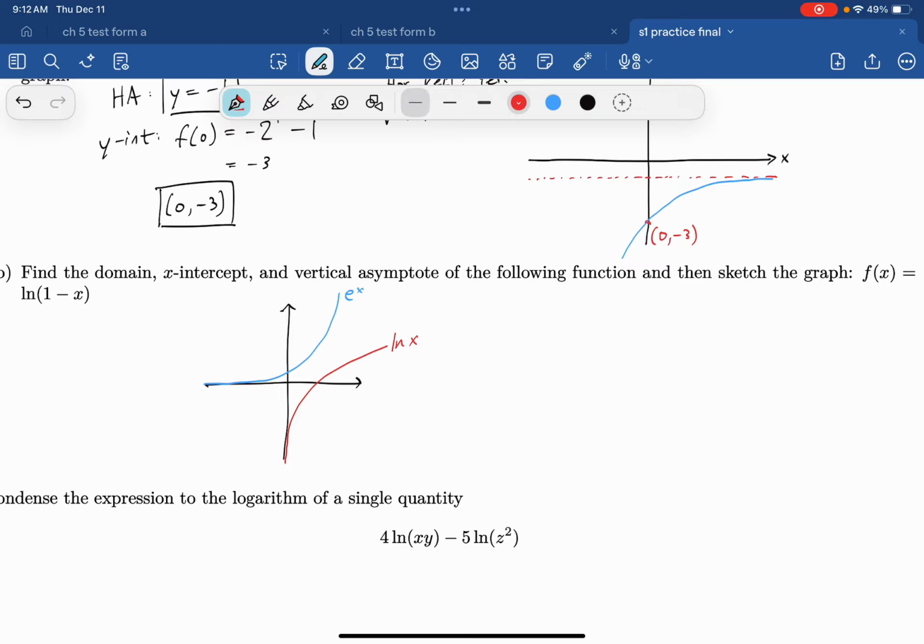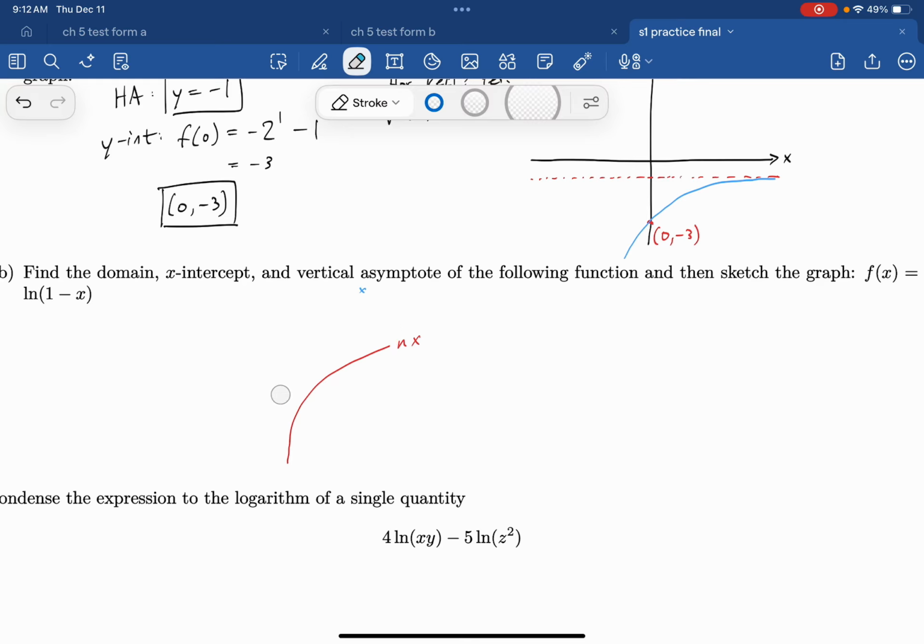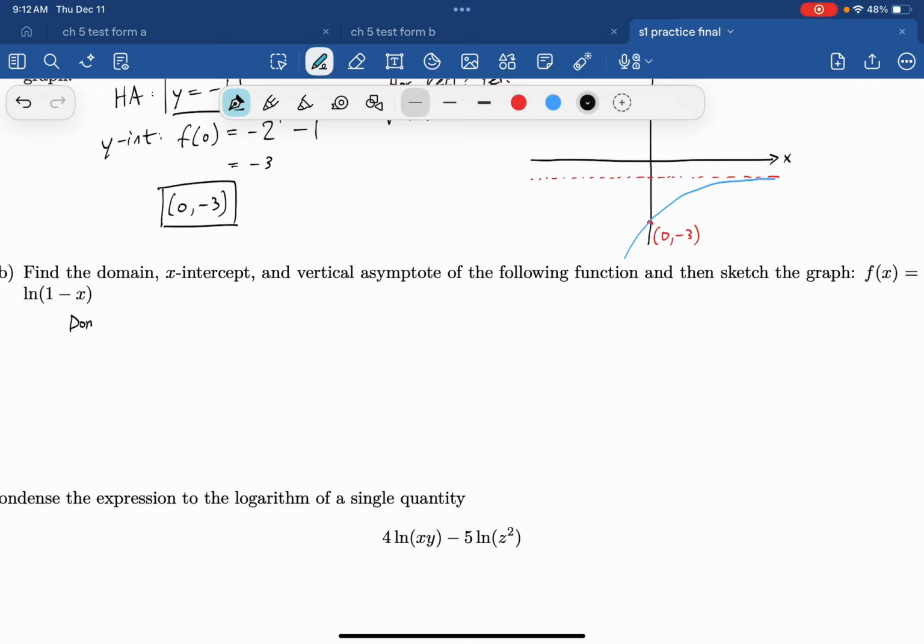But it's important to know the basic shape of the graph so that you know how to transform it into the eventual form that you're asked to graph. So let's start with finding the domain, x-intercept, and vertical asymptote. The domain is very easy. All we need to do is set the input to be greater than 0, because that's the only rule for logarithms. The input of the logarithm has to be greater than 0, so that's what restricts the domain. So the domain is whenever 1 minus x is greater than 0. And if we rearrange that, we get x is less than 1 as our domain.